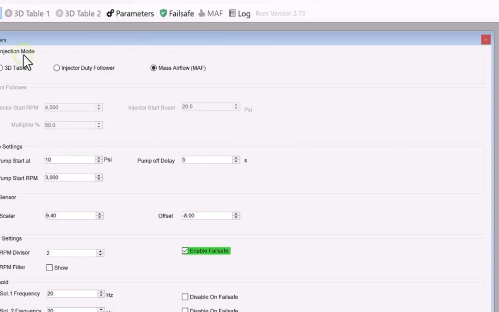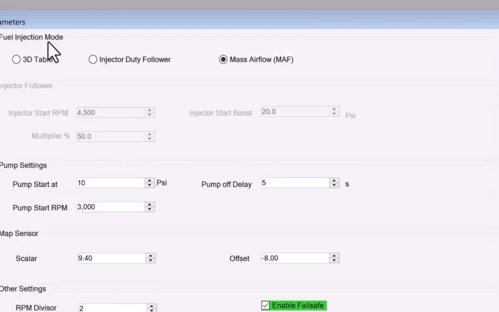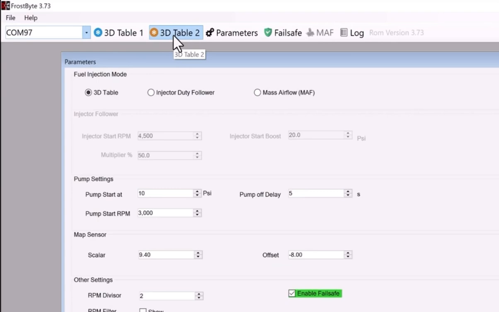Fuel injection mode. Here we determine how we control the flow of the fluid. We can spray based on a 3D table, injector duty follower, or mass airflow rate. If you look on the menu bar, you may have realized we have buttons for 3D tables 1 and 2. This is because there are two independent scalable outputs on the Frostbyte. Let's take a quick look at 3D table 1.